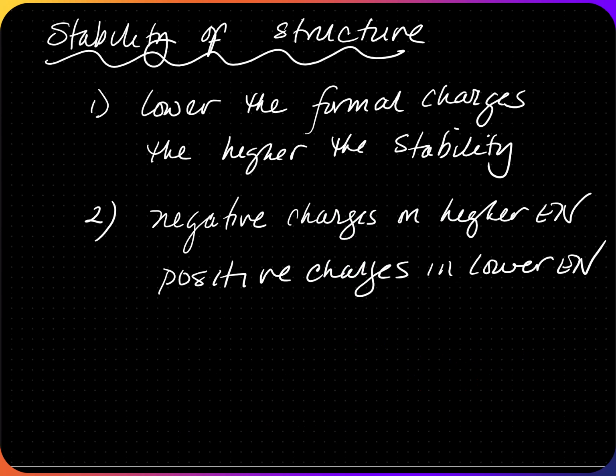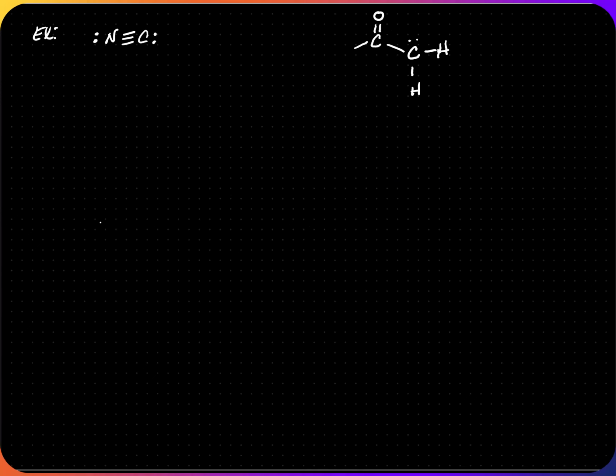So for bromine, this is the most stable Lewis-Dot structure possible. The stability of the structure is always the lowest formal charge. So the lower the formal charge, the higher the stability. If the formal charge is not 0, you want the negative charge to be on the atom with the higher electronegativity value, and you want the positive charge to be on the atom with the lower electronegativity value.